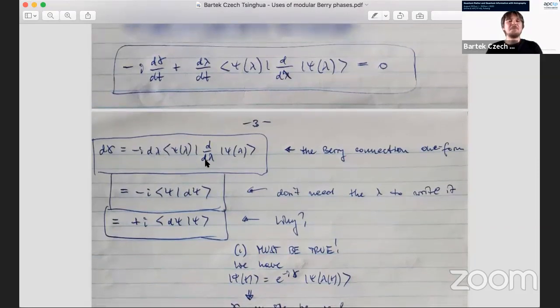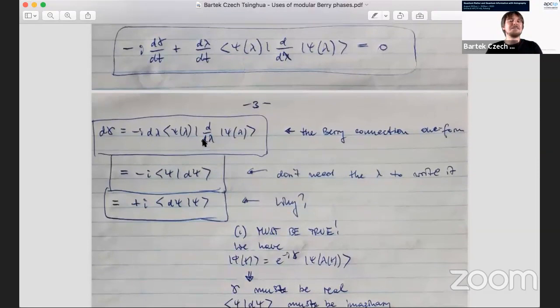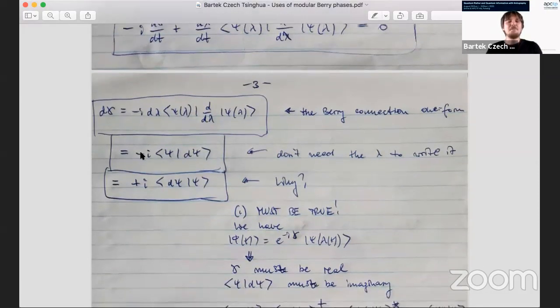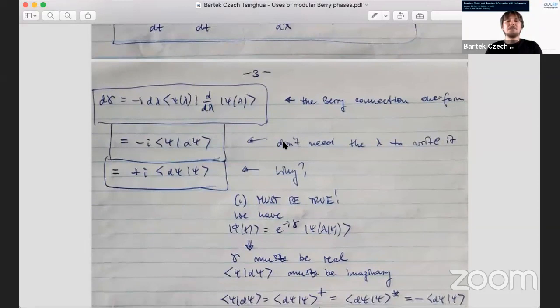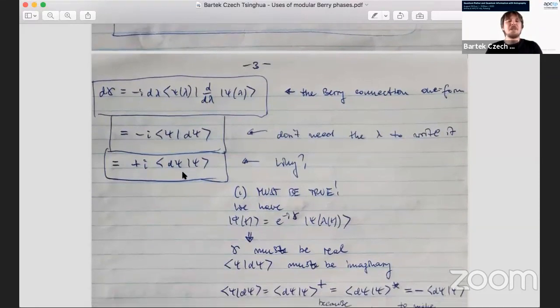I just have some d lambdas, but notice that even the d lambdas can drop out. This is a statement that it doesn't matter how I parameterize my space of Hamiltonians. This is an object which is intrinsic to the geometry of the trajectory, and it doesn't care about our particular characterization or parameterization of the trajectory with this lambda parameter. So a much nicer way of writing the Berry connection is just to write this. This is what it is. I also want to say, we don't need lambda to write it.